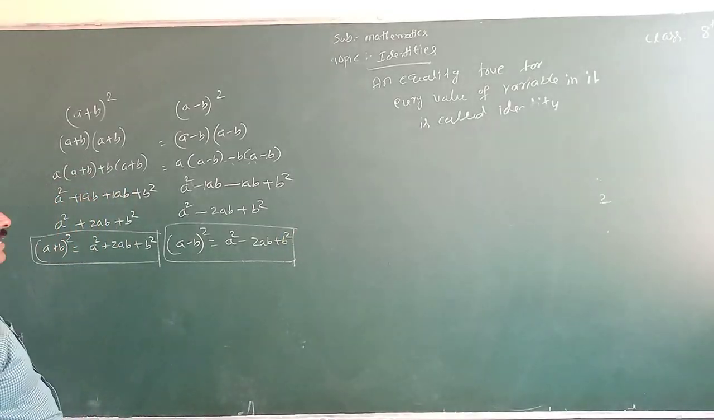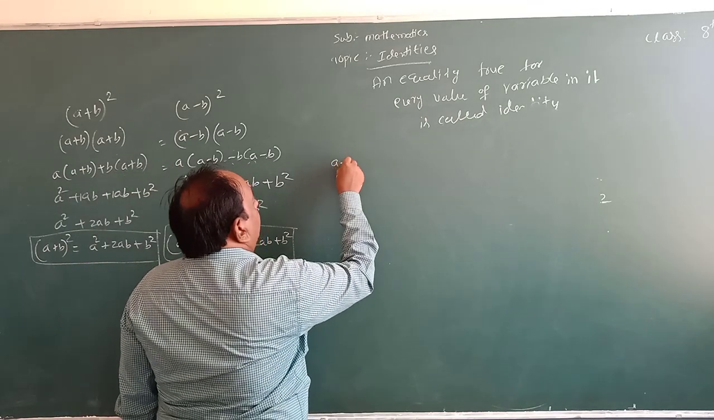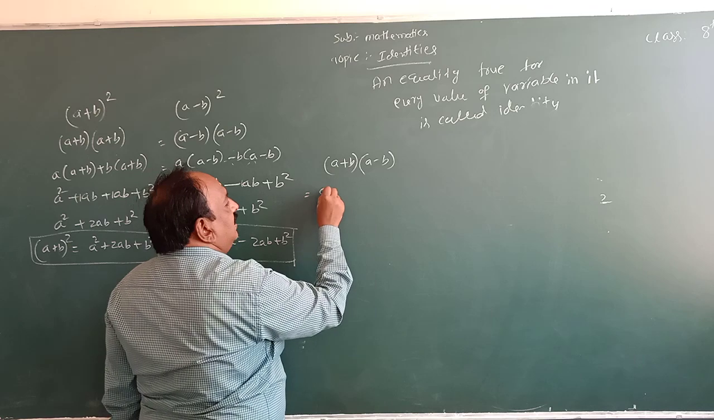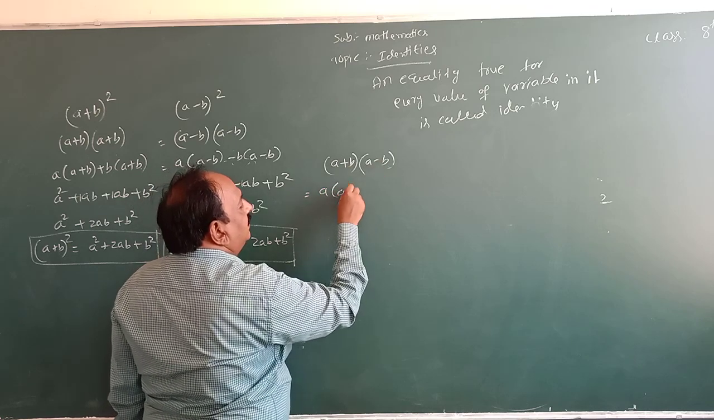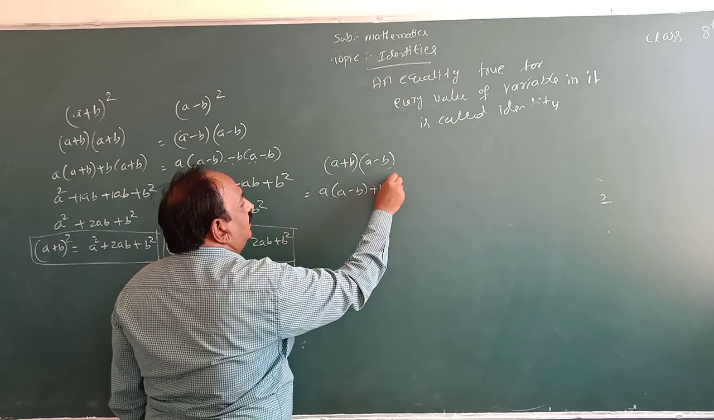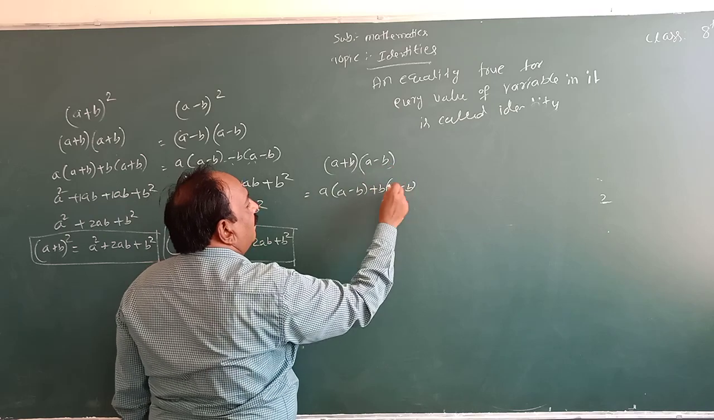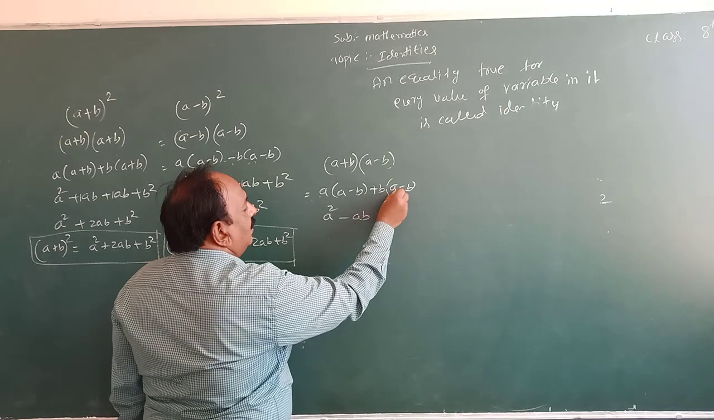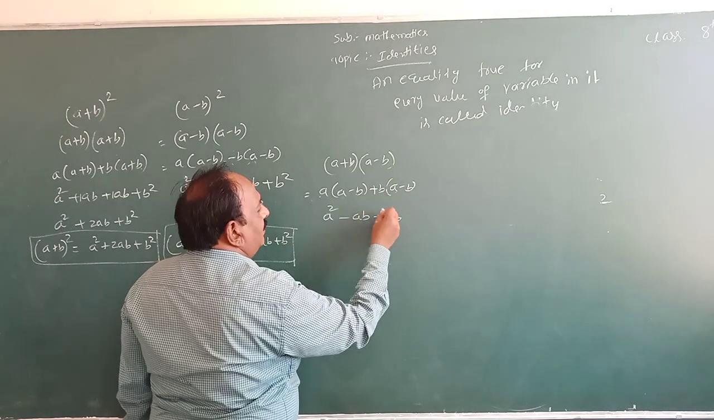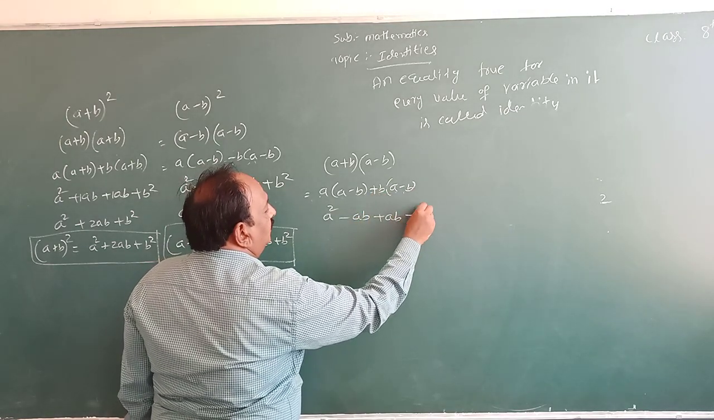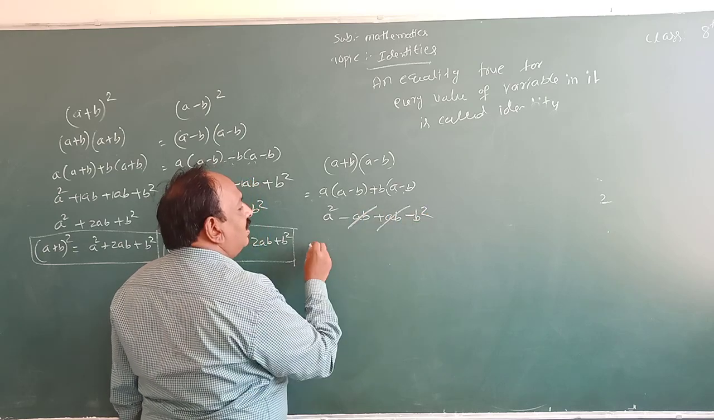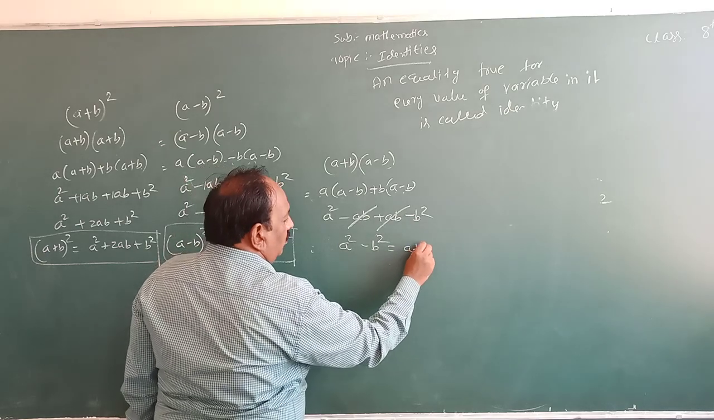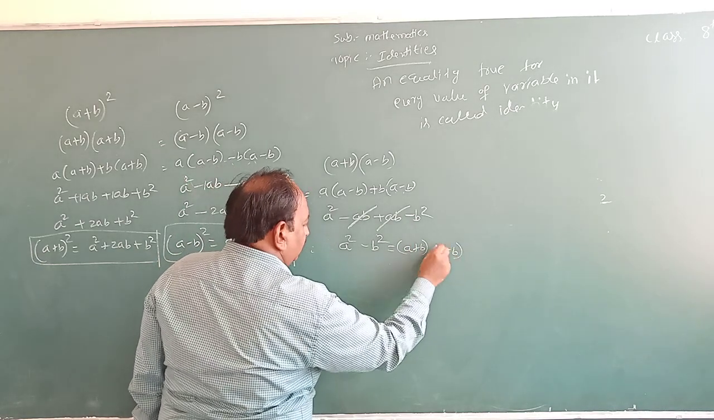Third identity, (a + b) into (a - b). That is a(a - b) + b(a - b). a times a is a², a times b is ab with a minus sign, b times a is ab, and b times minus b is minus b², and plus ab minus ab cancels. That is equal to a² - b² = (a + b)(a - b).